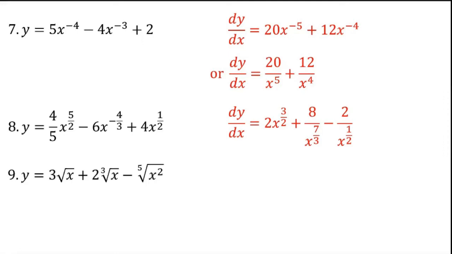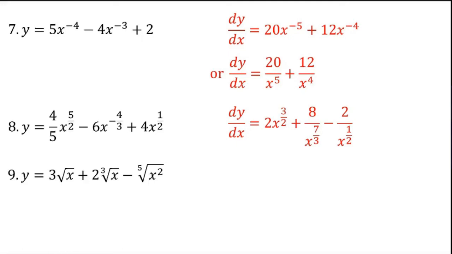Sir, Aliana? dy over dx is equal to 3 over 2 square root of x plus 2 over 3 cube root of x squared minus 2 over 5, with the 5 outside the square root, and x cubed. Okay. Very good. Who expressed their answer in terms of rational exponents?